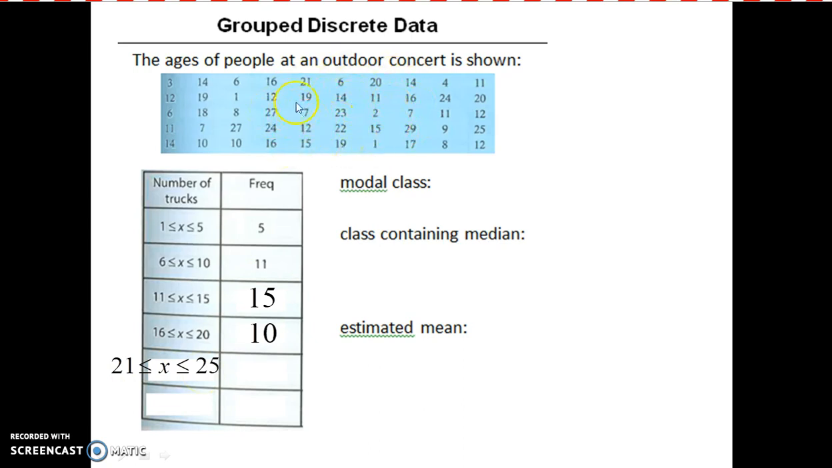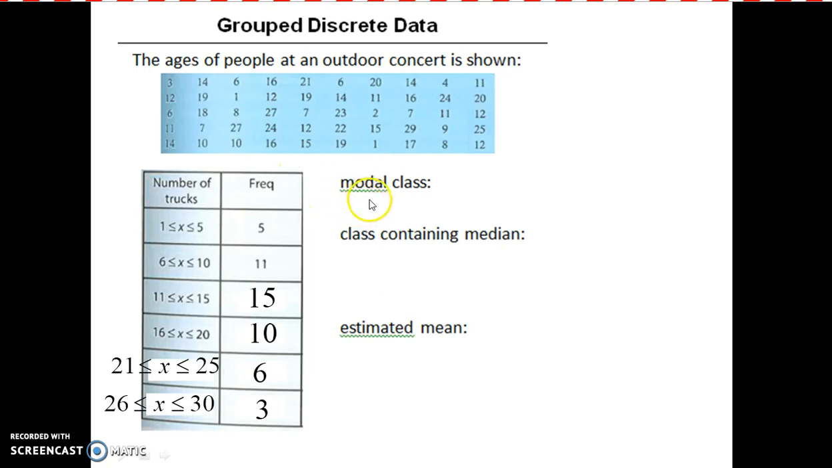I'll let you do that one. See if you can do this count. Find what numbers are between 21 and 25. How many of them are in here? Hopefully you found that to be 6. And then finally, our last category, or this is actually called a class. These intervals are called classes. It's 26 to 30. So now count 26 to 30. And if you count those values, it's actually 3.